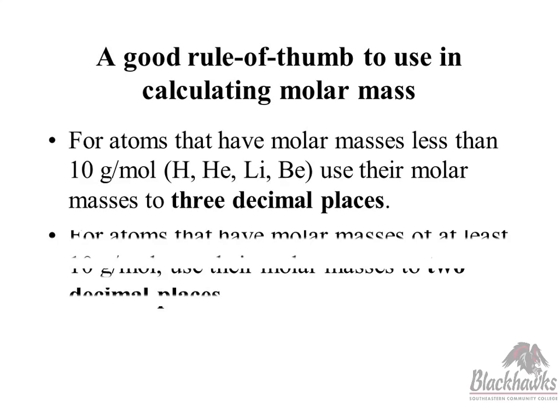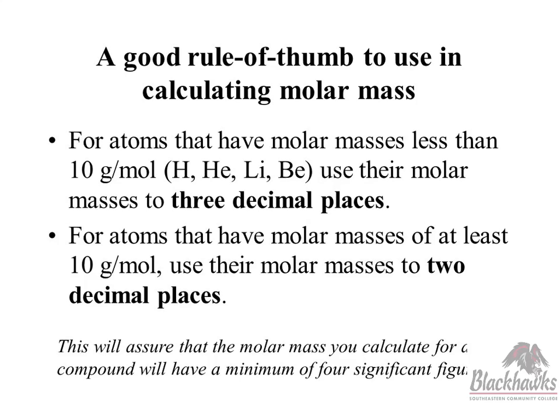So this is what I've been saying: if you have something kind of light, less than 10 AMUs, you need to go ahead and give 3 decimals in general. Otherwise, everything else 2 decimals.